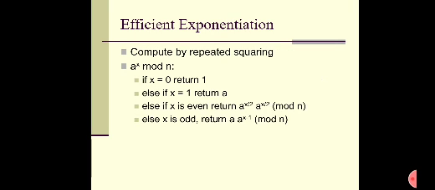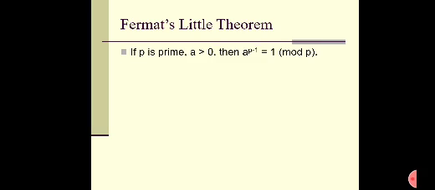Next is efficient exponentiation. Compute by repeated squaring. A to the power x mod n. If x equals 0, return 1. Else if x equals 1, return a. Else if x is even, return (a to the power x/2) squared mod n. Else x is odd, return a times a to the power x minus 1 mod n.